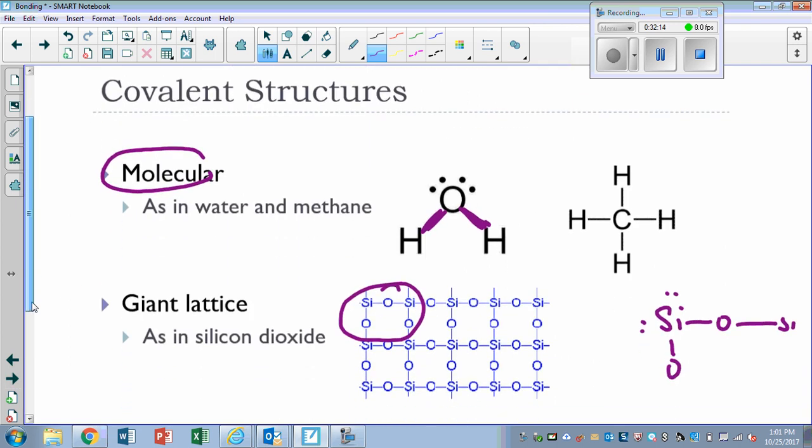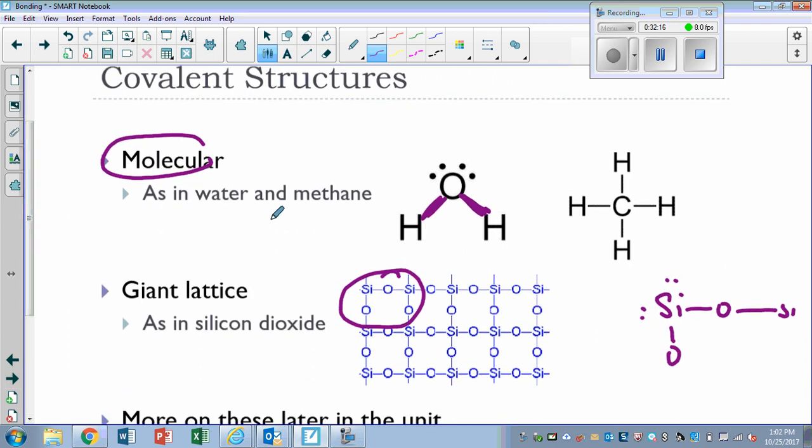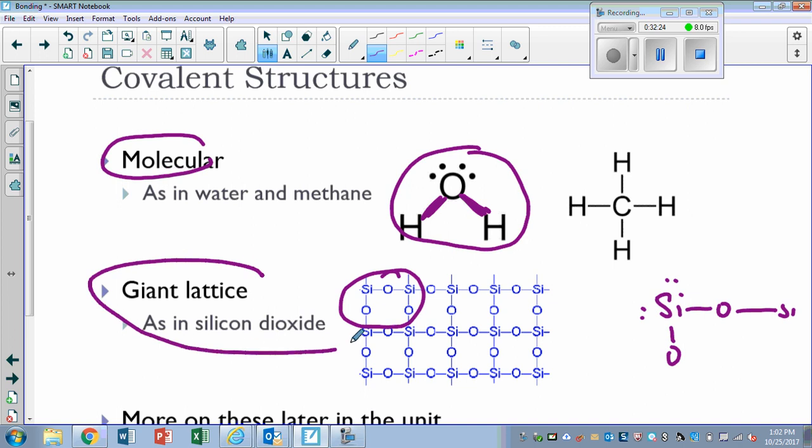Covalent compounds have molecular structure. This is a unit molecule, and that unit molecule will be bonded together to make a giant lattice structure. And in that giant lattice structure, each molecule is going to be considered as a unit molecule.